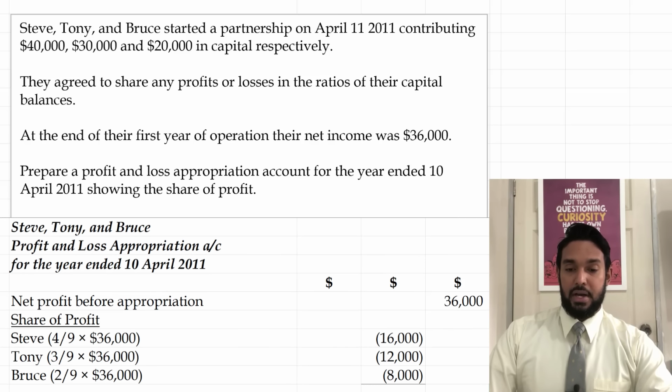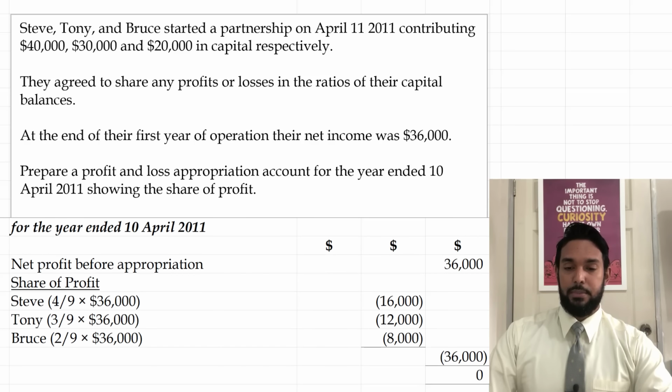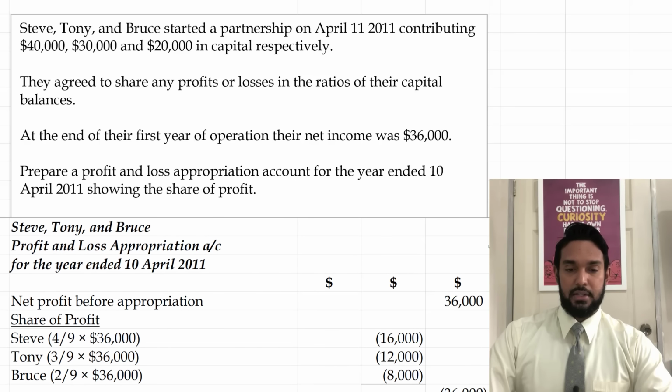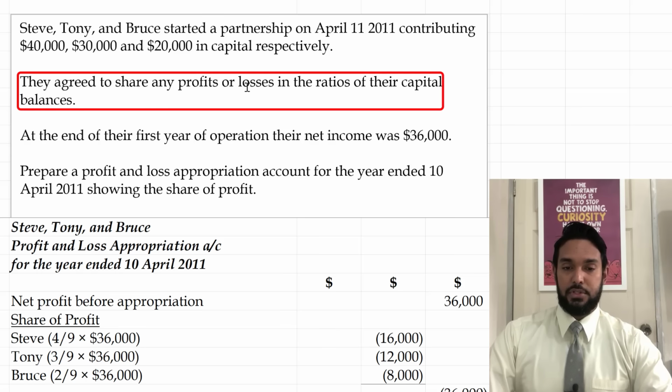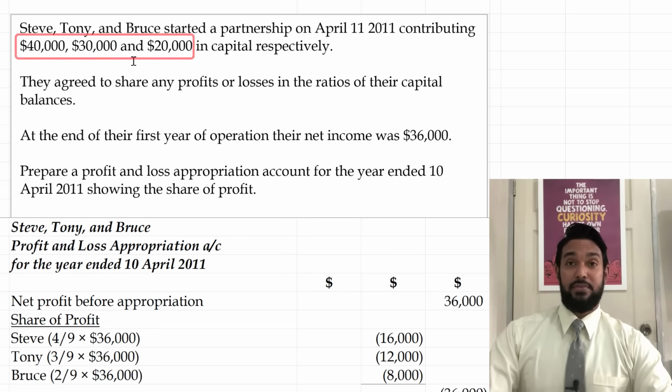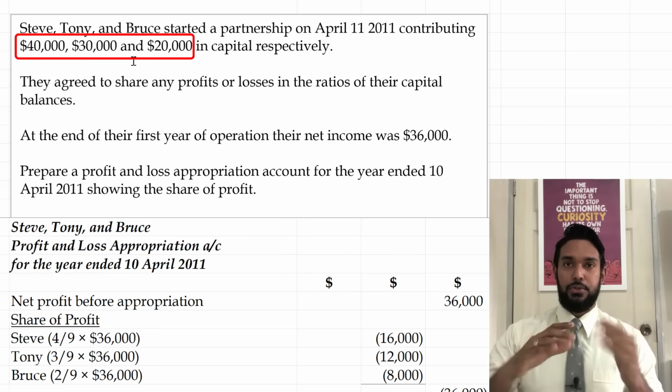And what's going to happen? We're going to add up 16 and 12 is 28, 28 and 8 is 36, and that ties back with the profit before appropriation. So what we've seen in this question is that they didn't give us a ratio. They told us that the profits and losses had to be shared in the ratio of the partners' capital balances. So you add up all the capital balances, and of course, if there are extra zeros, you can cancel off the zeros.